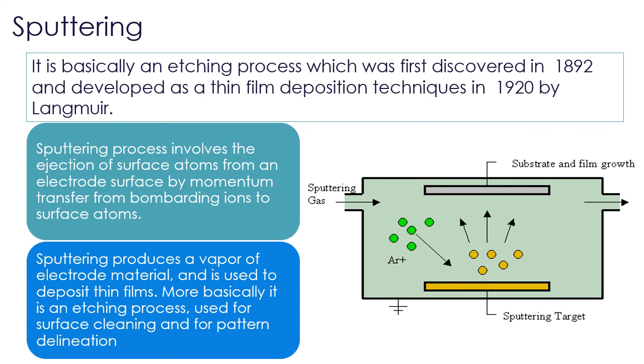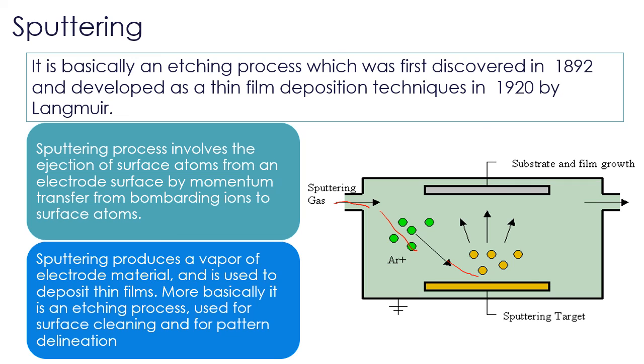Sputtering is a process that was basically discovered as an etching process in 1892, but then it was developed into a thin film deposition technique in 1920 by Langmuir. The sputtering process involves the ejection of surface atoms from an electrode surface. What happens is the gas, for example in this picture, argon gas, is supplied into this chamber. The positive ions of argon will go to the sputtering target.